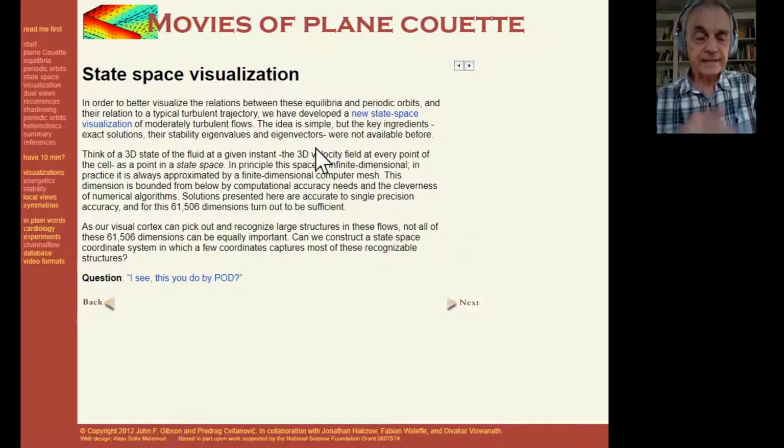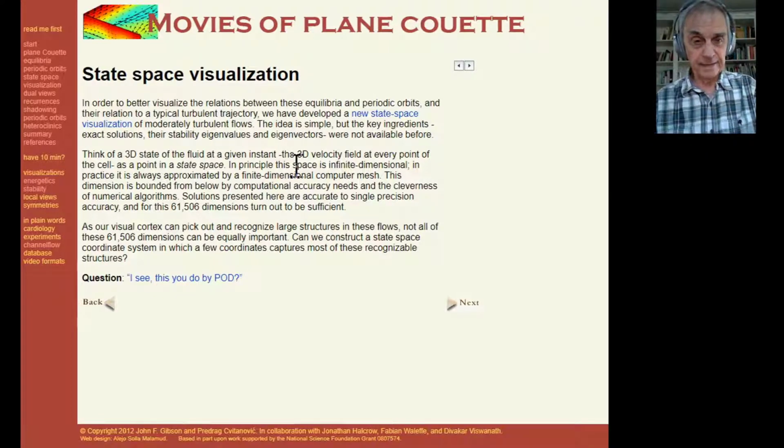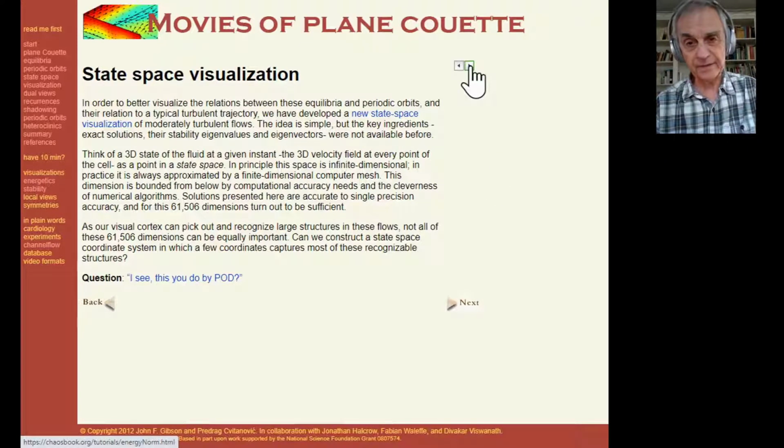But here is something that most people don't get taught, but it was the fundamental idea of Eberhard Hopf in 1948. You should look at the state space, meaning you should peer into 62,000 dimensions. So how do you do that? I'll explain it.